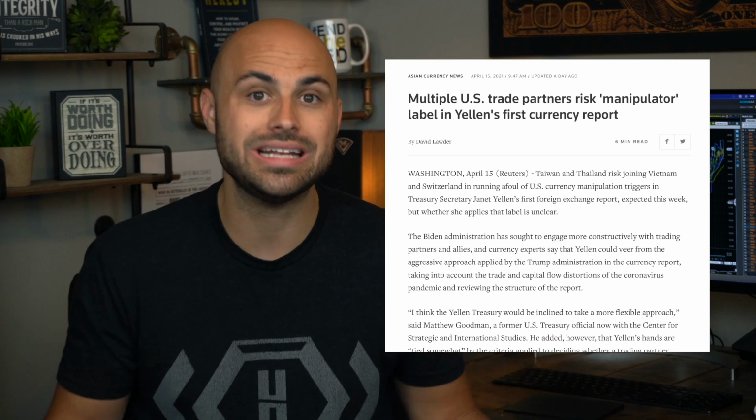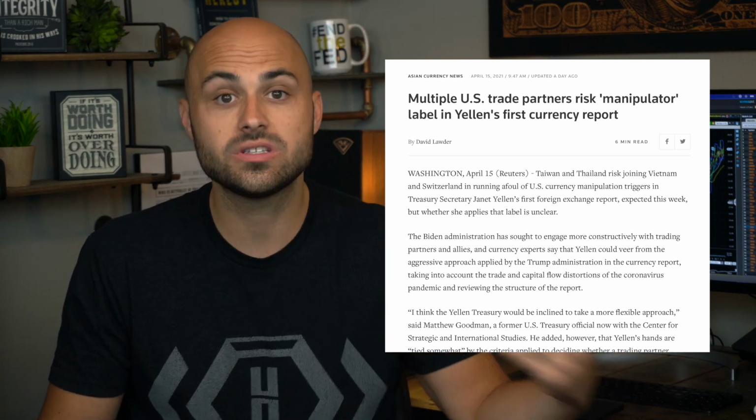And like I said, it's not just against countries like Russia that we're using the dollar as a weapon. There are two countries right now that are at risk. They're trade partners with the US. It's Thailand and Taiwan that are currently at risk of being labeled currency manipulators, which would trigger its own set of consequences. Now, they're not yet officially labeled currency manipulators, and it's possible Janet Yellen loosens up the requirements on the criteria that will label a country a currency manipulator, because those were tightened under Steven Mnuchin under Trump's presidency.